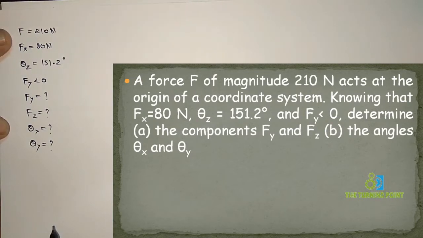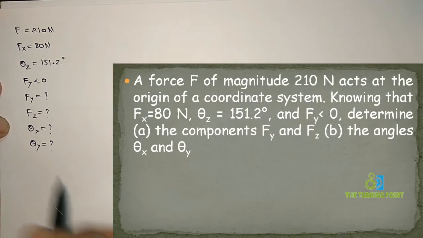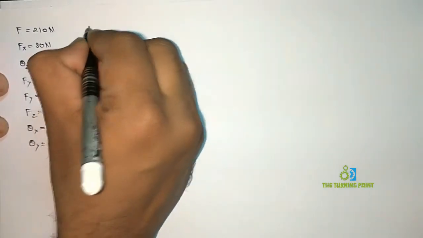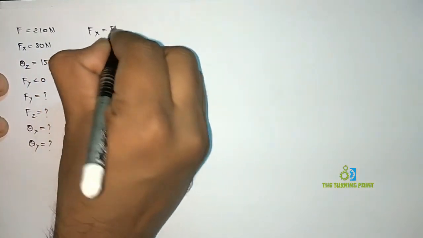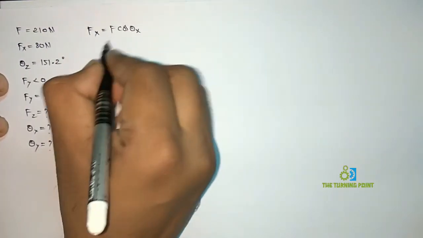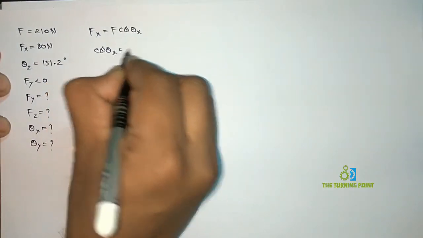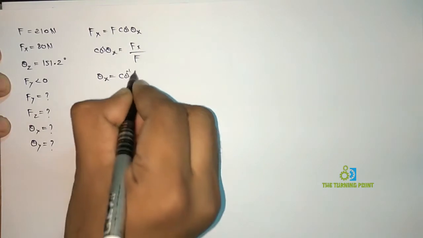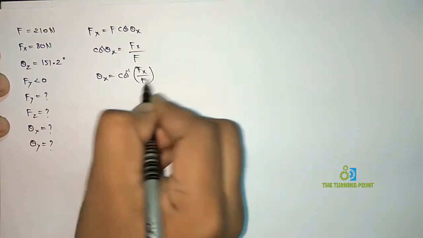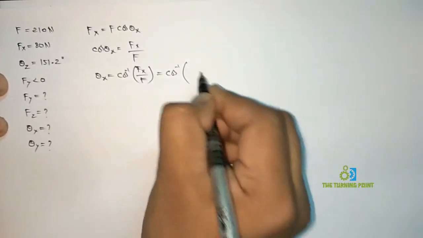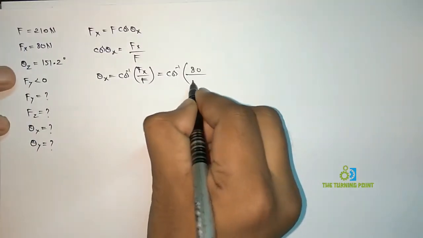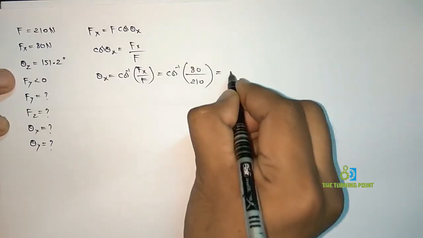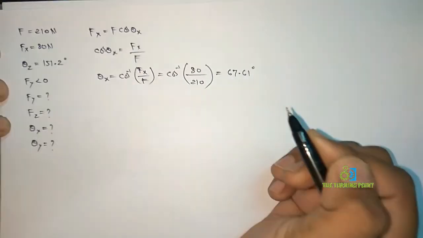So here you know the force magnitude and the component of force magnitude along x direction. From this you can find theta x, right? So we know that Fx is equal to F cos theta x. From that, cos theta x is equal to Fx by F. From that, theta x is equal to cos inverse Fx by F. Fx is 80 newtons, that is given in the question, and F is 210 newtons. So cos inverse 80 divided by 210. So value is 67.61 degrees.